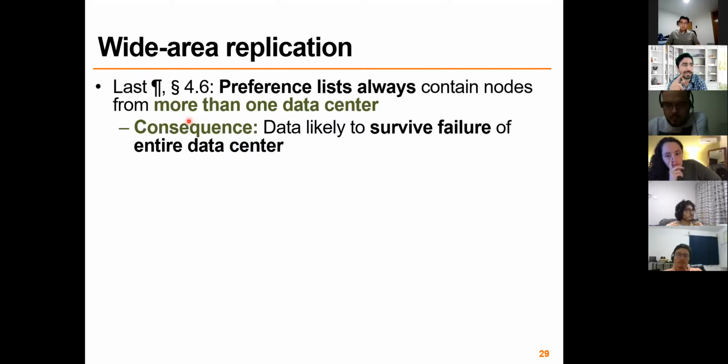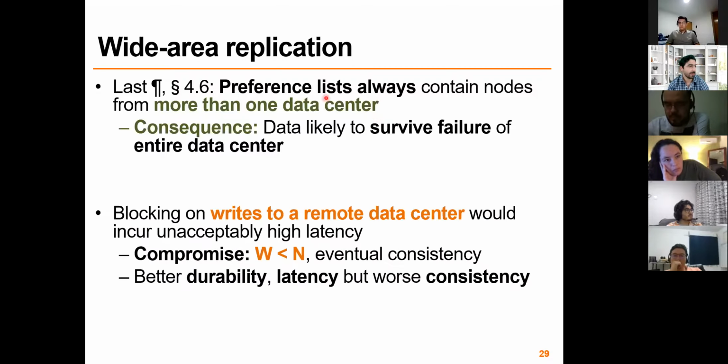It's mentioned that the preference list always contains nodes from more than one data center. So it's not just that your preference list is from nodes in one data center. There are always nodes in your preference list that are in different data centers, okay? So you can make sure it survives all sorts of failures. Even if a tornado came and wiped out your data center, the data still survives, okay? So that's something I wanted to mention.